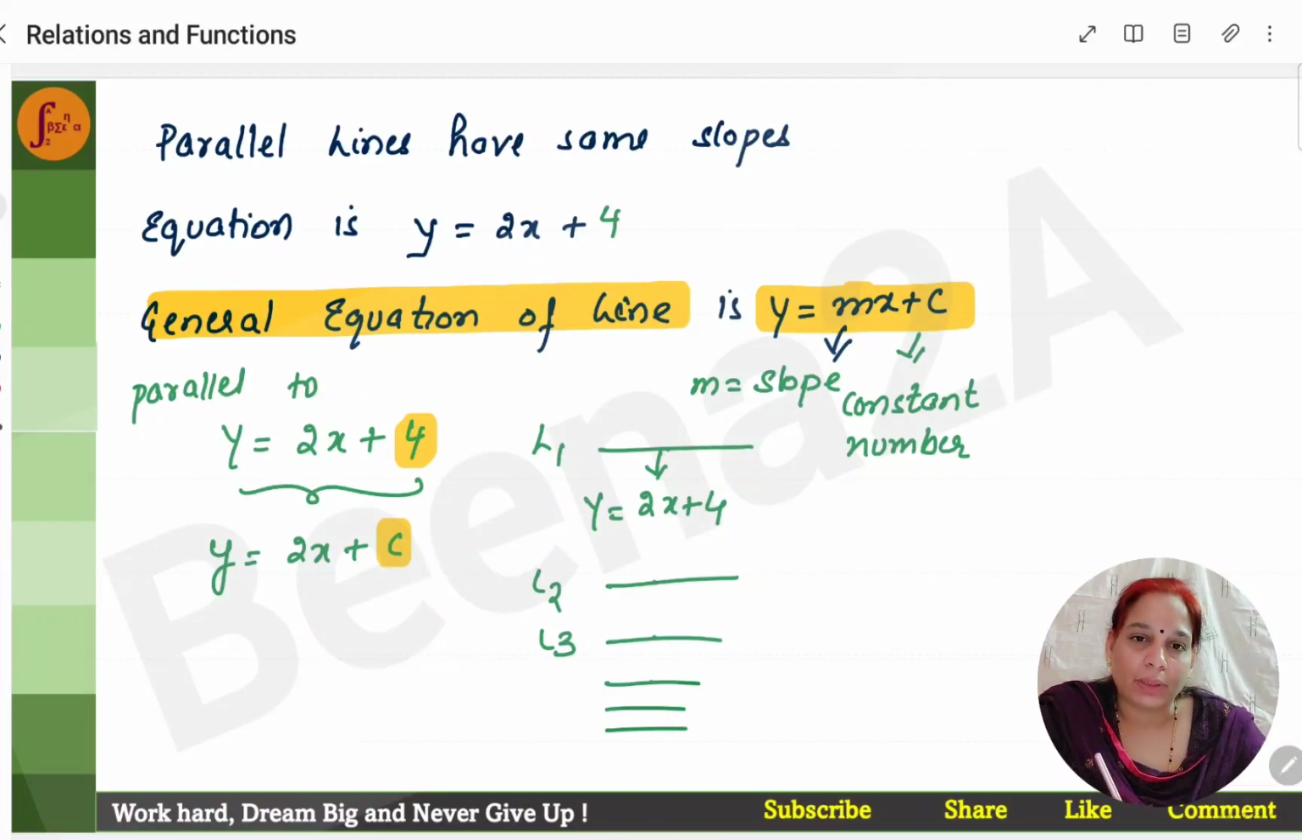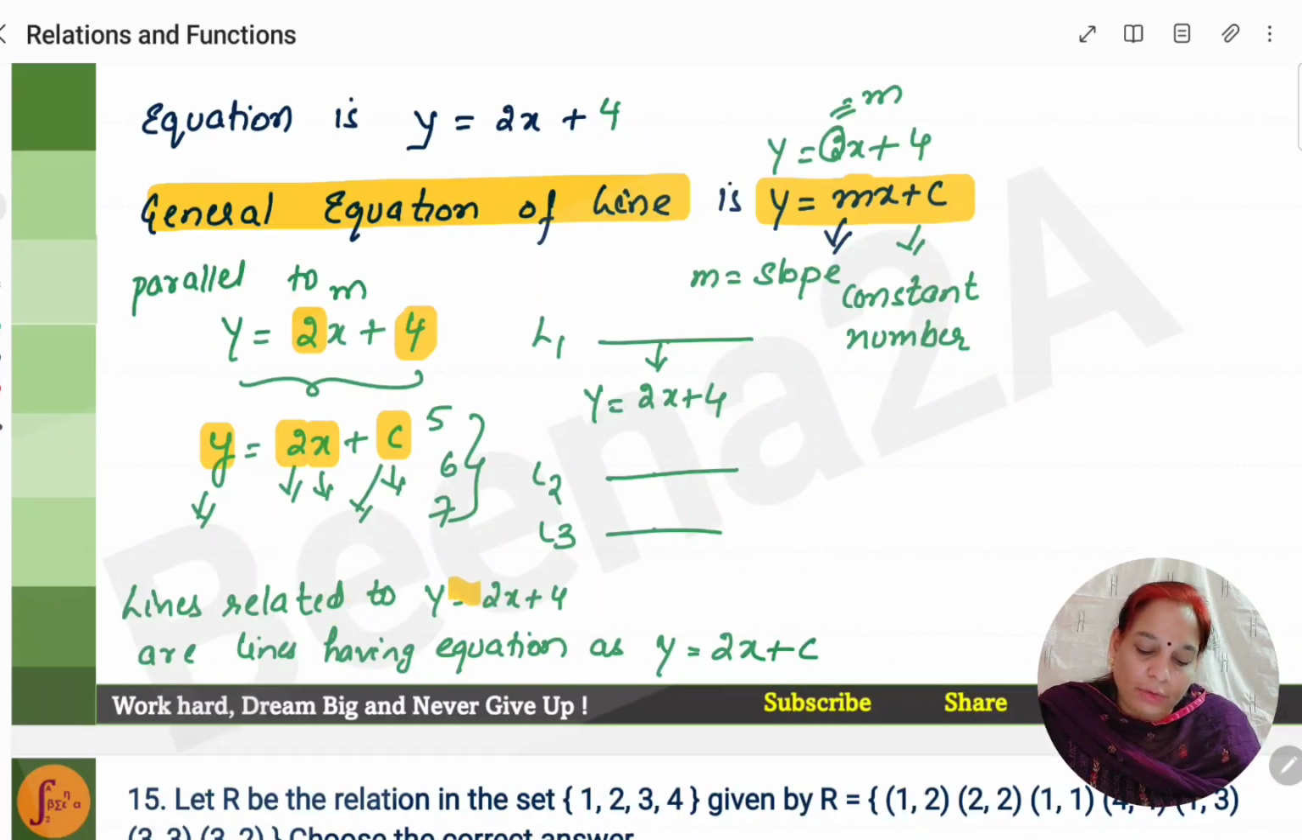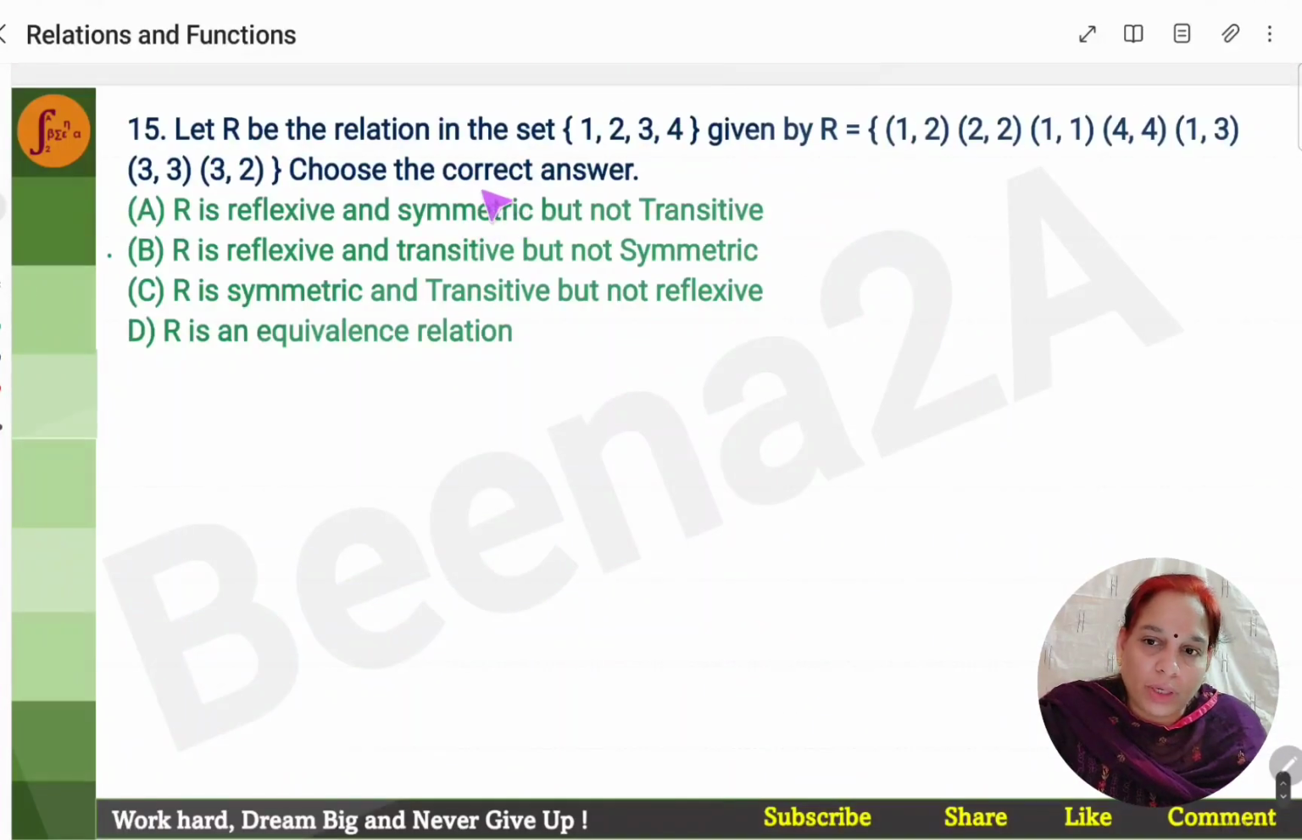C is any number, right? Any number which you call a constant. So instead of 4 you could have 5 or 6 or 7. So generically we'll put c as a number, c as a constant. So we'll say lines related to y is equal to 2x plus 4 are lines having the equation y is equal to 2x plus c. That's all. Now we look at our next problem.